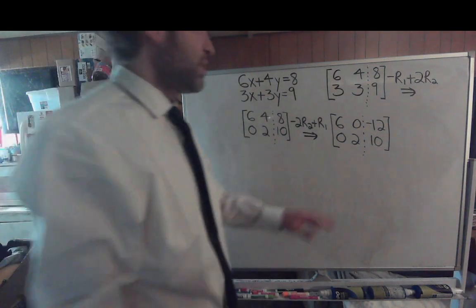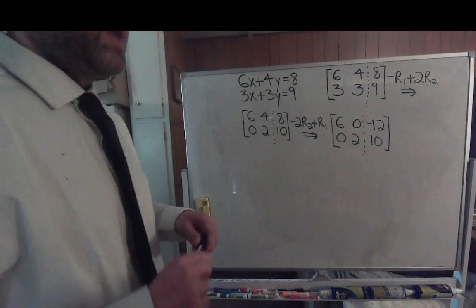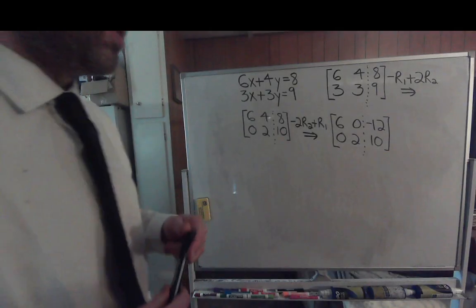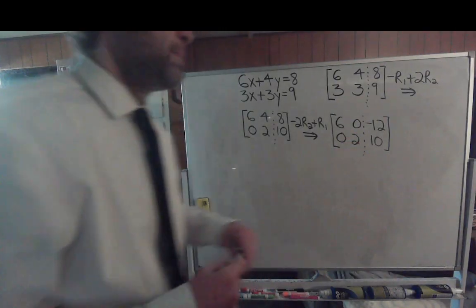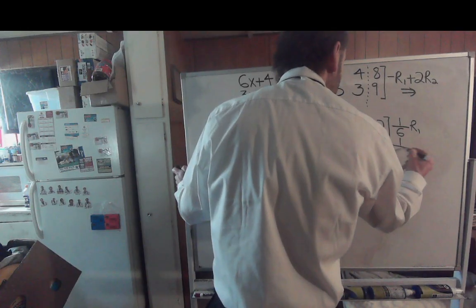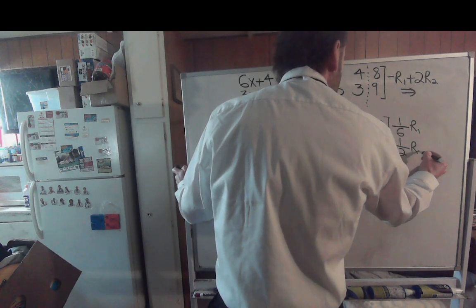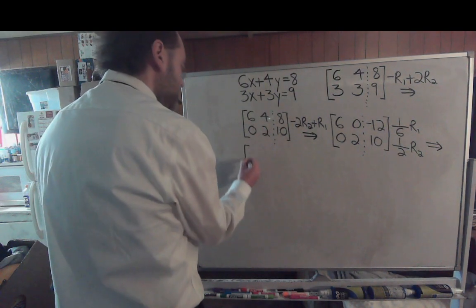This is still not in reduced row echelon form. In order to have reduced row echelon form, we got the zeros in place, but the leading digits have to be 1. So that means we need to take 1/6 of row 1, and then in row 2 we need to take half of row 2. So we're going to do both of those at once because you can.